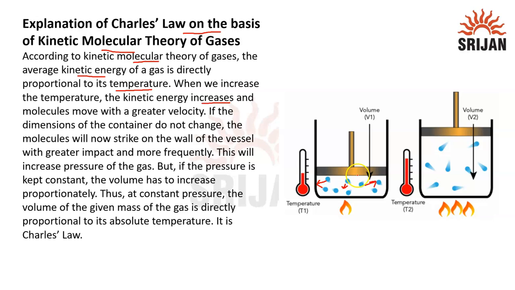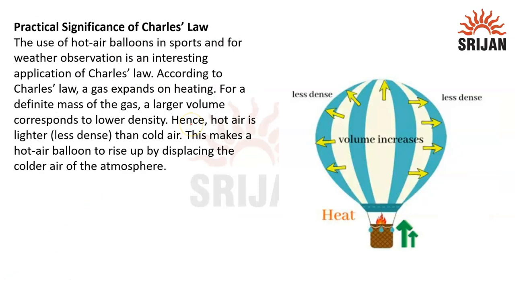But if the pressure is kept constant, like here we are having this piston, so the pressure is kept constant, so the volume has to increase. Here we can see that the volume of the gas has been increased once we have heated it. So we can say that at constant pressure, the volume of the given mass of a gas is directly proportional to the absolute temperature. Absolute temperature means the temperature is in Kelvin scale, which is in accordance with the Charles law. Now we have the practical significance of Charles law.